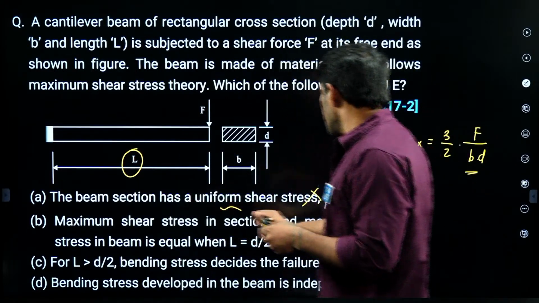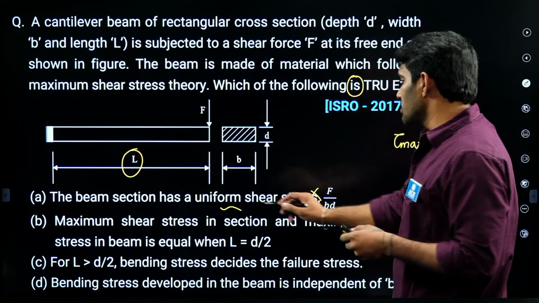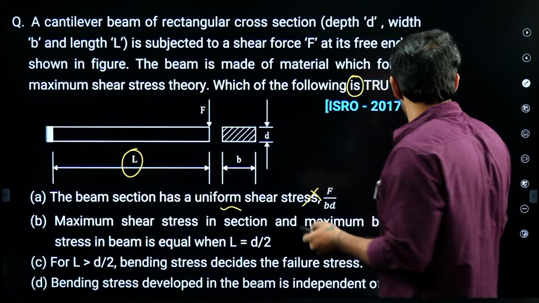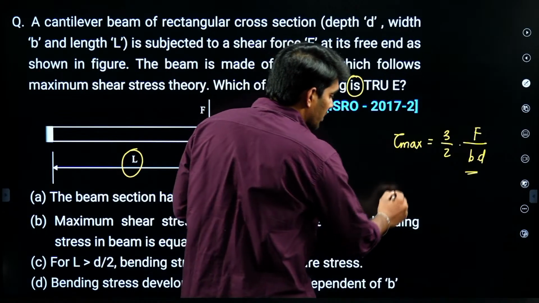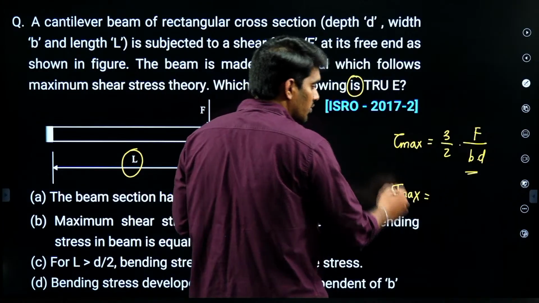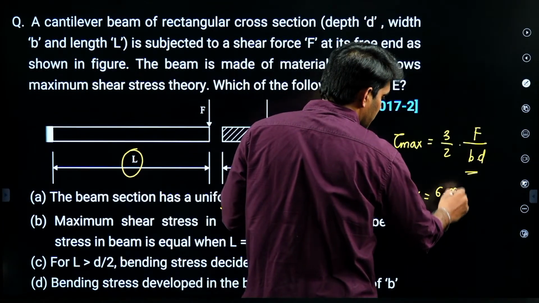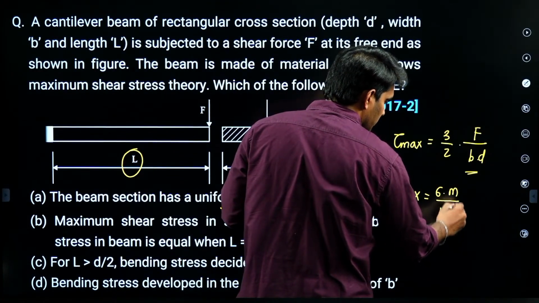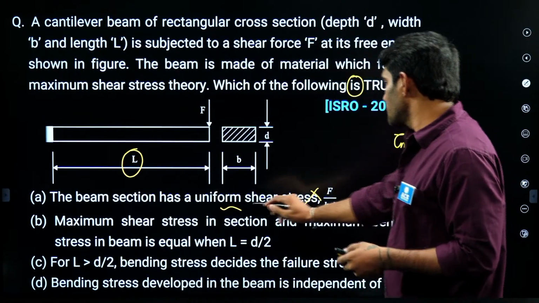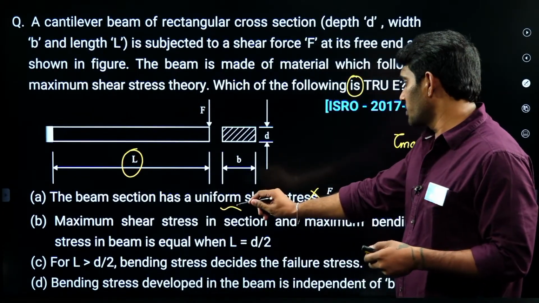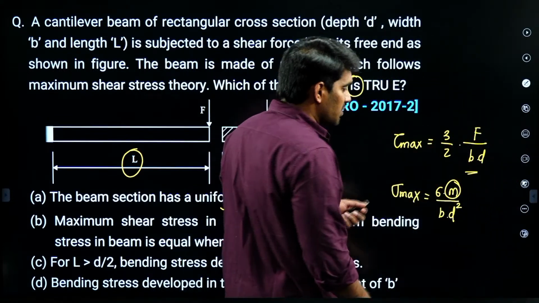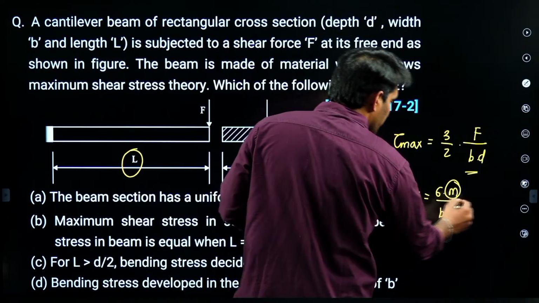Next, the maximum shear stress in the section and the maximum bending stress in the beam are equal. Here he is saying the magnitude of maximum shear stress. Now what is the maximum bending stress? Sigma maximum is equal to 6M divided by B D square. Both are equal when L is equal to D by 2. What is the maximum moment here? We know that it is F into L.